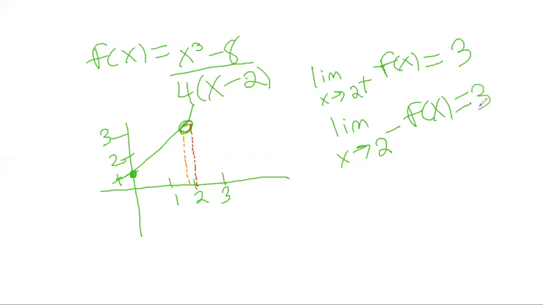So since the limit as x approaches 2 from the right of f of x is 3, and the limit as x approaches 2 from the left of f of x is 3, well, they're equal, right? Since these two limits are equal, that means the limit as x approaches 2 does exist. It exists, excuse me, such that the limit as x approaches 2 of f of x is simply 3.